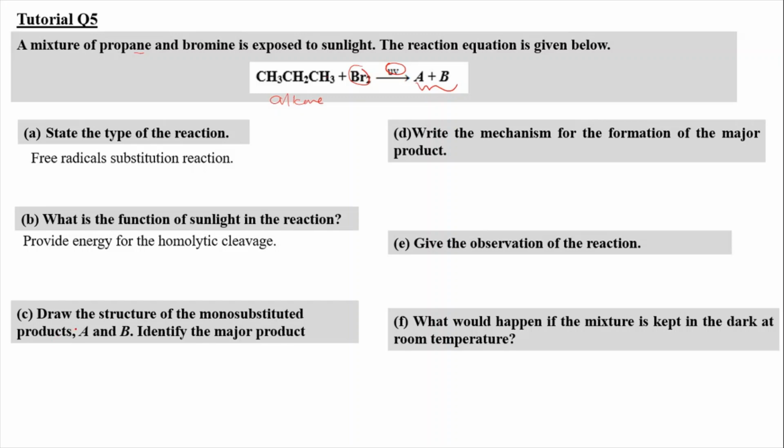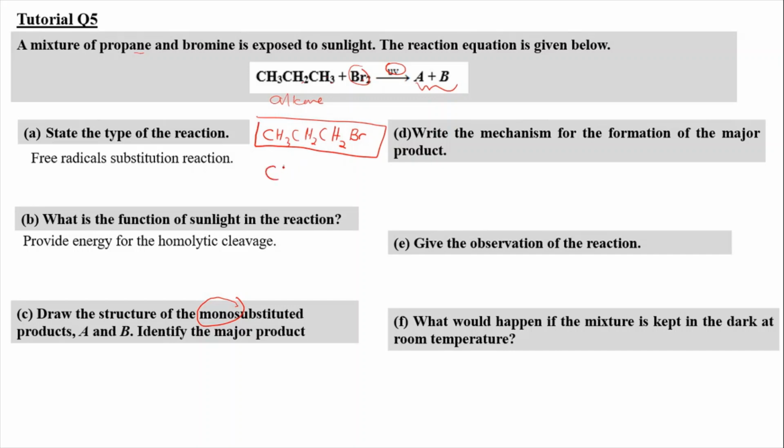And now for C, we have to draw the structure for the mono substituted products A and B, and identify the major product. Okay, so the meaning of mono means that one hydrogen is going to be substituted with bromine at one time. Okay, so apakah possible product yang akan muncul? So in this case we have CH3, CH2, and then CH3, right? Now we're going to change it into CH2, and one of the H is going to be changed into Br. So one of the H will be changed with a Br atom. So this is one possible product.